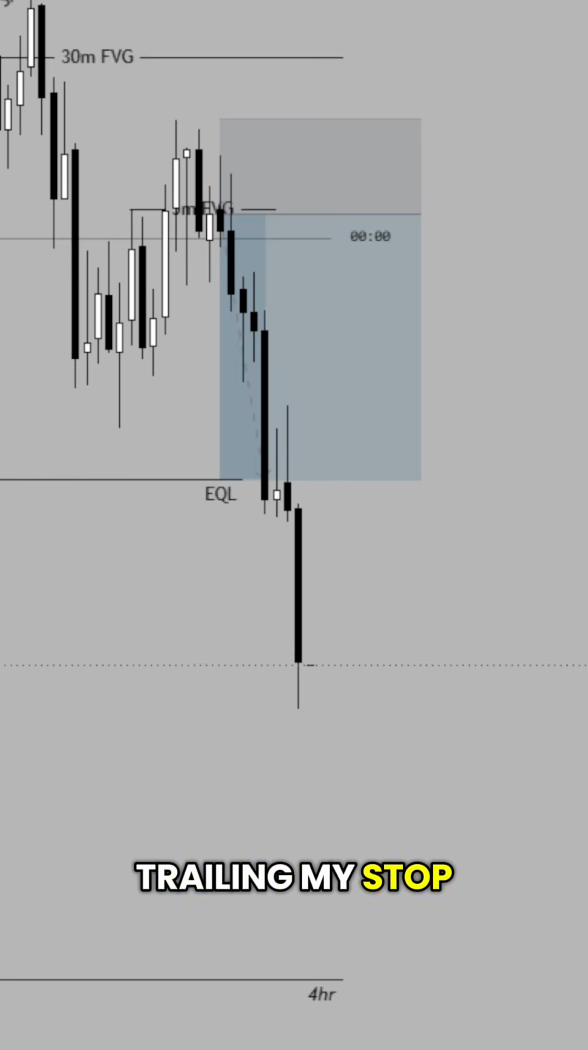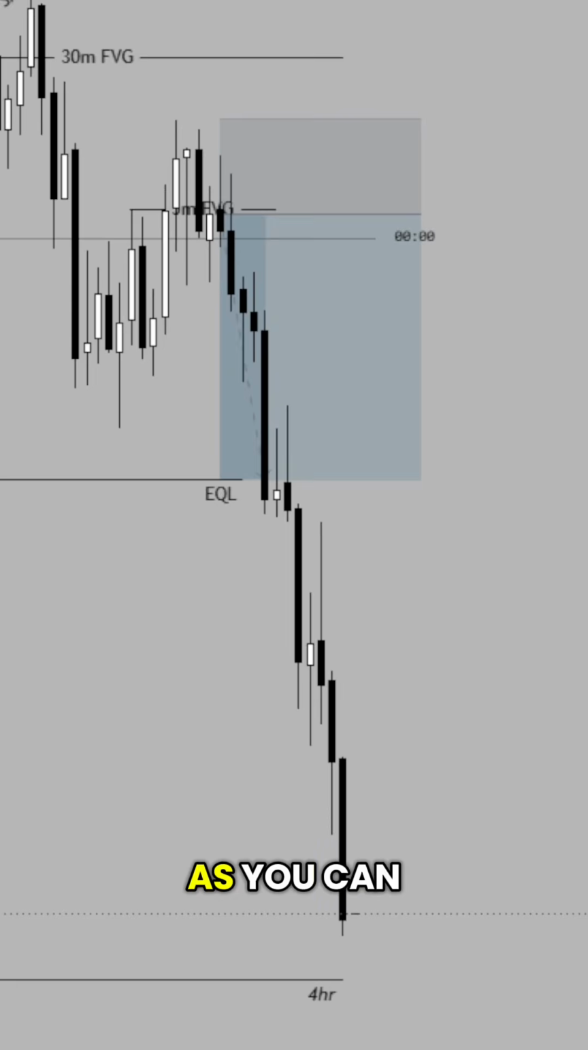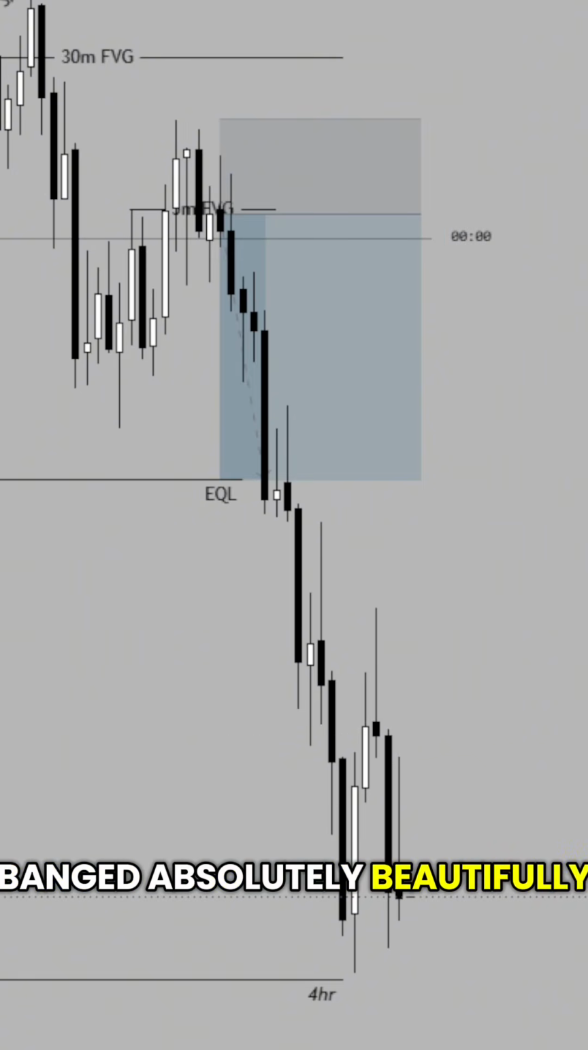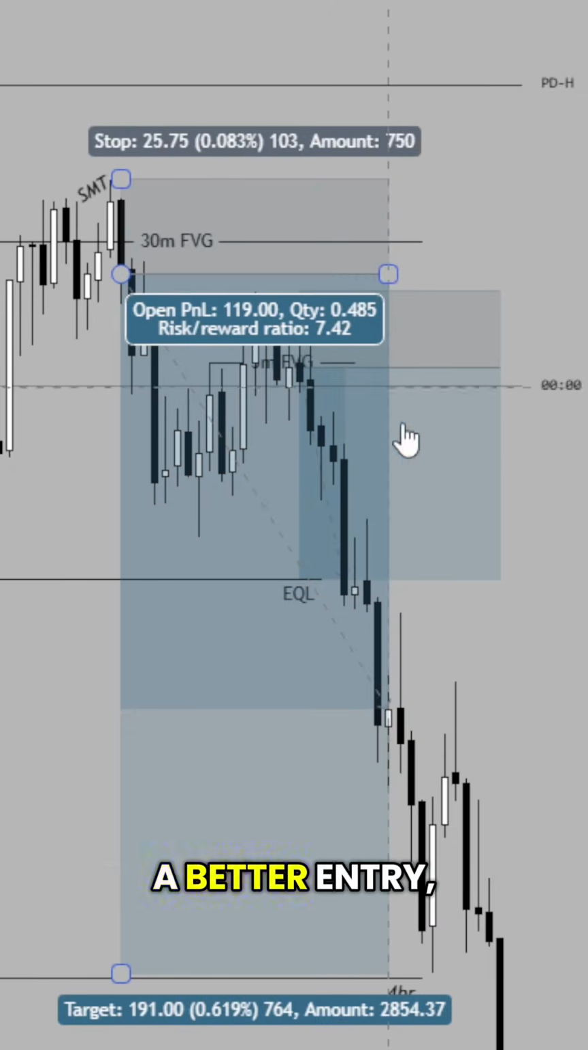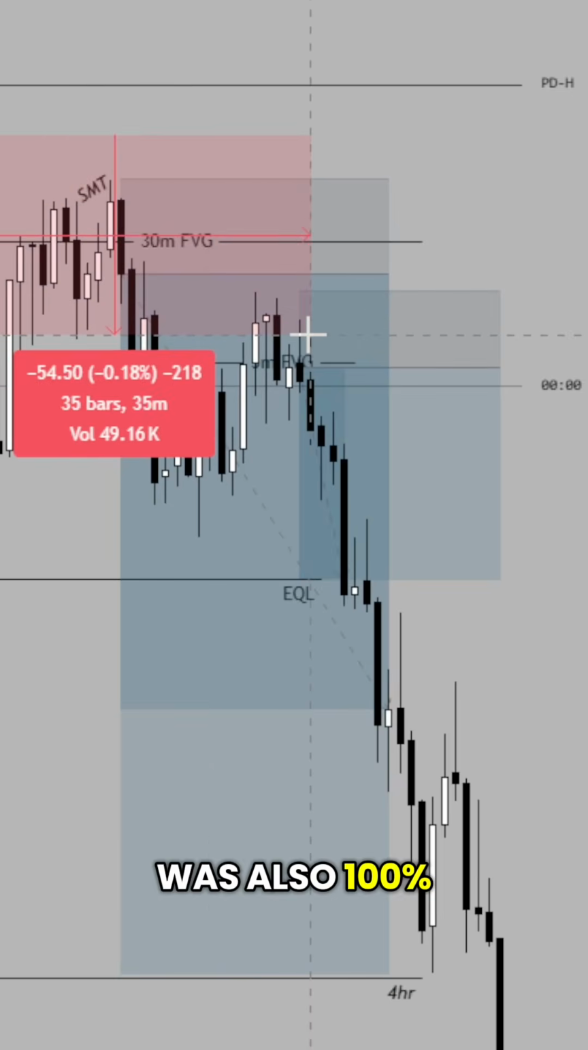I end up trailing my stop loss and get taken out at those equal lows, but as you can see, this would have banged absolutely beautifully into that 4-hour fair value gap. And if you took that first trade, you would definitely have had a better entry, better risk to reward, a fatter P&L, but this was also 100% the riskier entry.